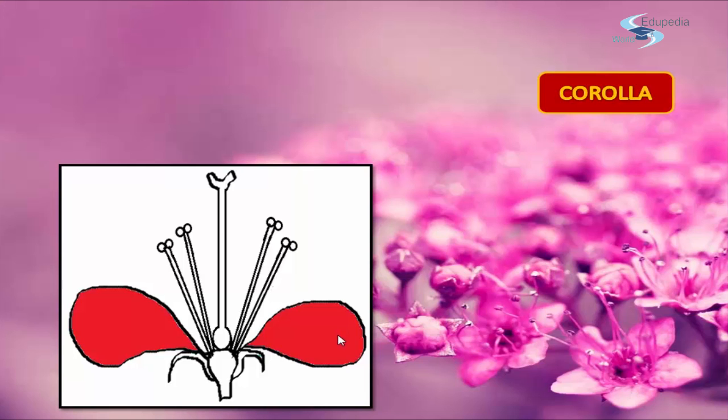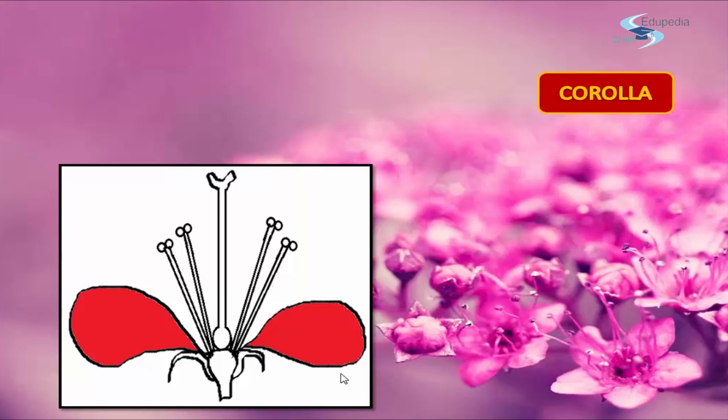The petals of flowers are often arranged in a circle around the center of a flower, as you can see. This is the center of the flower, and the petals are often arranged in a circle around it, and this collective unit of petals is known as corolla. So many petals form corolla.